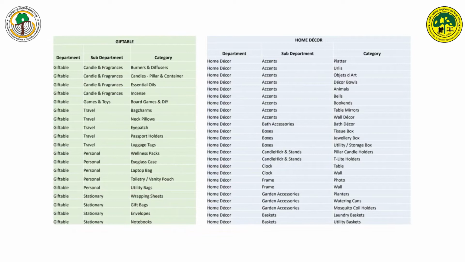So home decor category, what are we looking for? We're looking for accents, which is a very abstract category of showpieces, bath accessories, boxes. So this is all the spread. And based on these categories and line plans, a collection of 1,500 to 2,000 products is put together by almost all major manufacturers across the country.